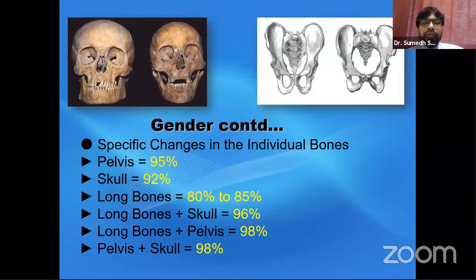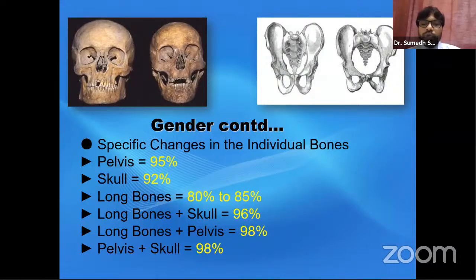If you are getting only the pelvis, this formula is called Krogman's formula. Krogman has decided and quoted certain figures, so that is called Krogman's formula or Krogman's rule. If you are getting only pelvis, you can identify the gender 95% correctly. If you are getting only skull bones, you can comment 92% accurately on the gender.